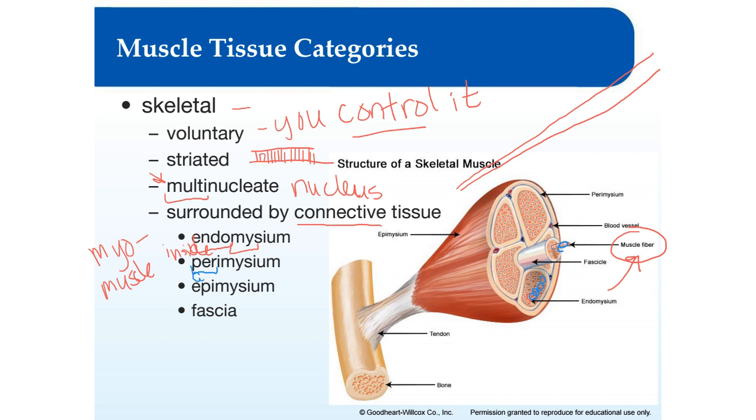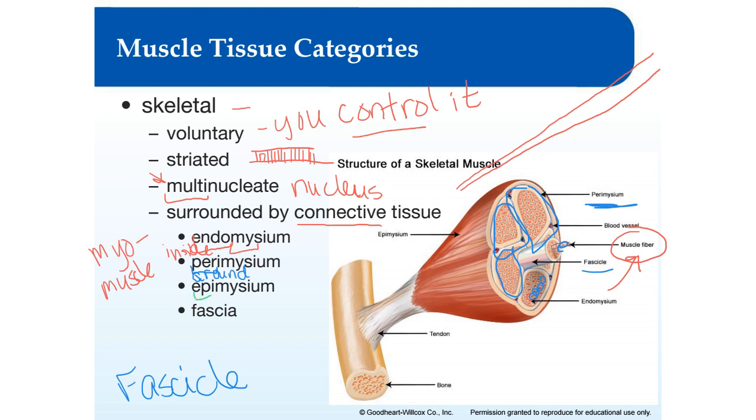Perimysium means around. Peri is around. So perimysium is around the muscle, what we call the fascicle. That may be a little bit hard to see in that picture, the spelling. Okay, the fascicle is a bundle of muscle fibers. So it's a group of muscle fibers. So I've got a fascicle here, there's a fascicle here. All these blobs of muscle fibers are fascicles. And so each one of those fascicles is surrounded by the perimysium.